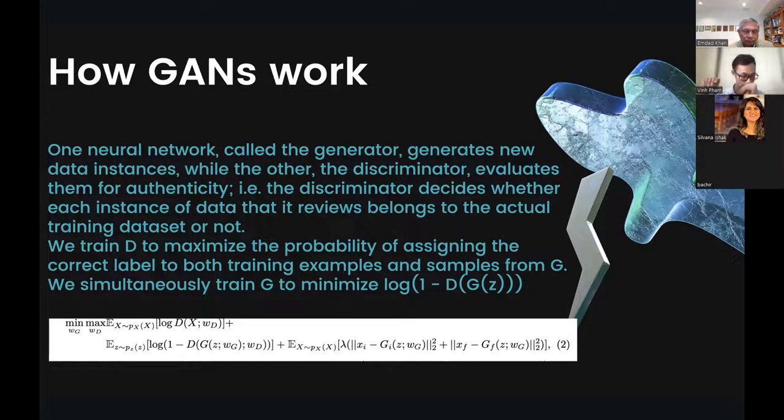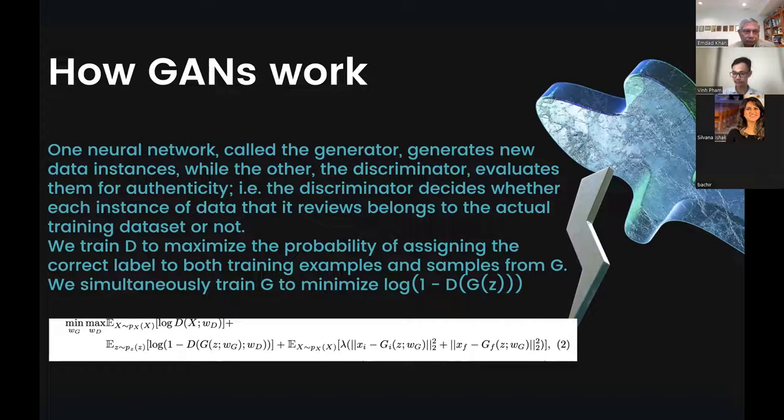The function below that you are seeing here is the objective function of the machine learning. So what is the objective here? We try to maximize the probability of assigning the correct label to both the training examples and the examples from G.